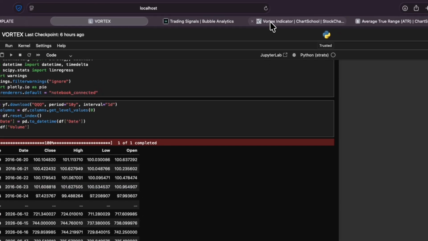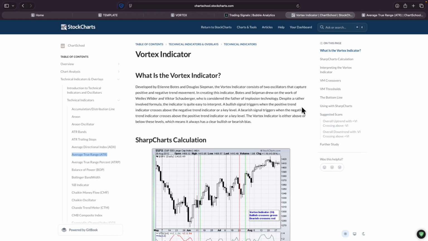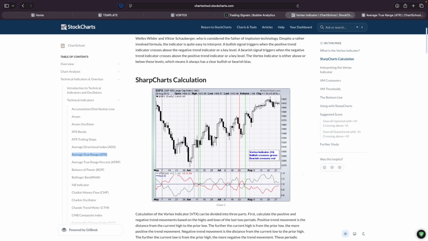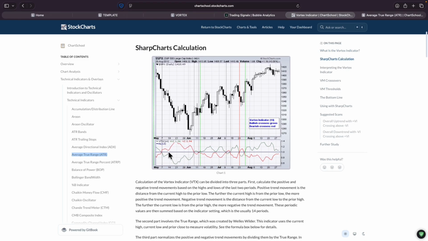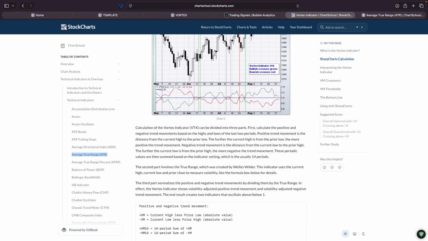So what we're going to be recreating today is the Vortex Indicator. So I'm in stock charts here. If you want to read about the indicator and how to use it, you can go and read this article here. It's very good. But this is the indicator we're going to create today. So it's basically made up of these two lines, one in green, one in red. And one of them is the VI bull, or the Vortex bull, and one's the Vortex bear.